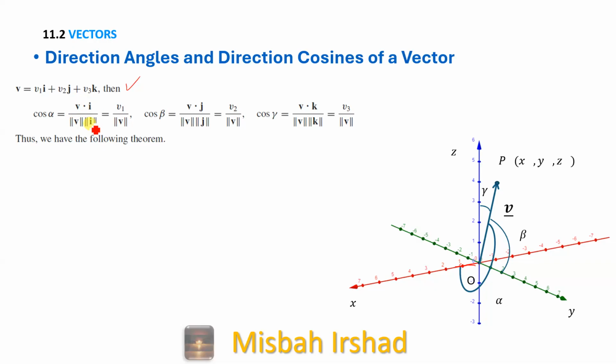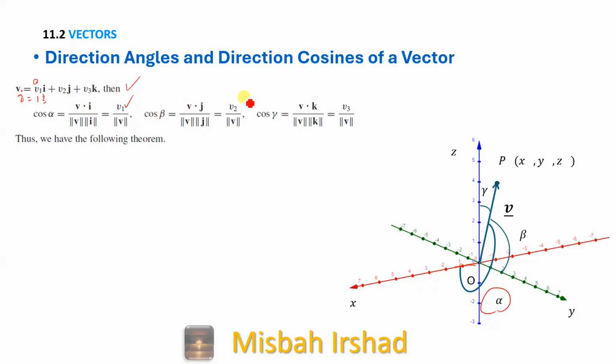Since i is the unit vector, its magnitude is 1, and v dot i is in fact v1, and the rest of the components are 0. So the dot product is the sum of the products of corresponding components: v1 times 1 plus 0 plus 0. So this becomes v1. So cosine alpha, the cosine of this angle, is equal to v1, the i component of v, divided by the magnitude of v.